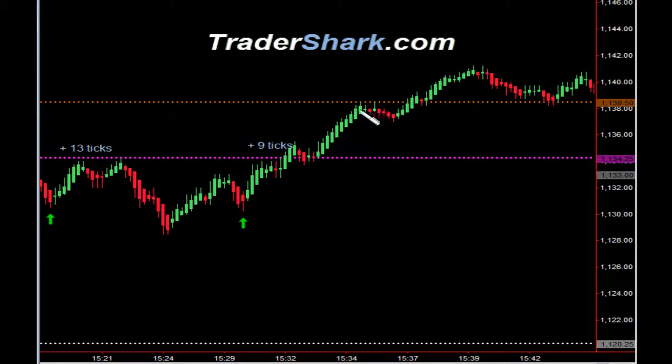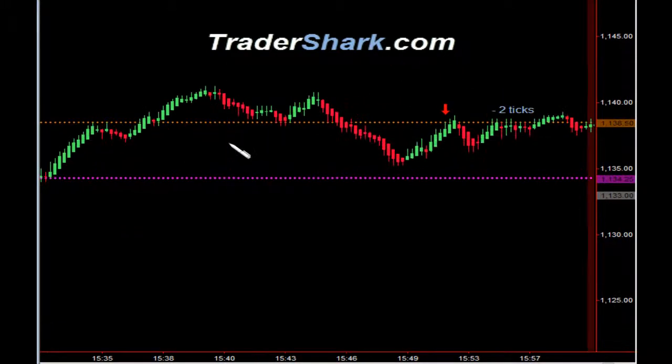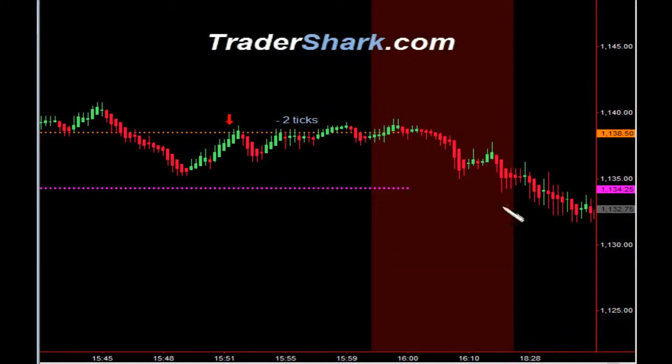Some traders were able to hold on a little longer to get up here to the Globex range high. Tested the Globex range high, broke through, worked its way up, had an opportunity to get short. Target 1 was hit and got stopped out for -2 ticks before ending the day.